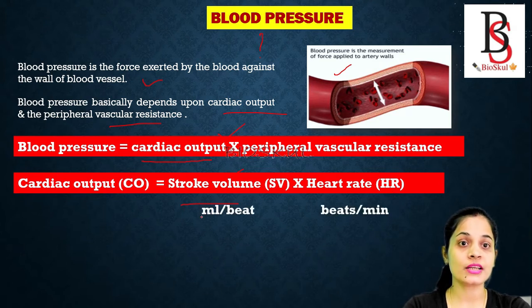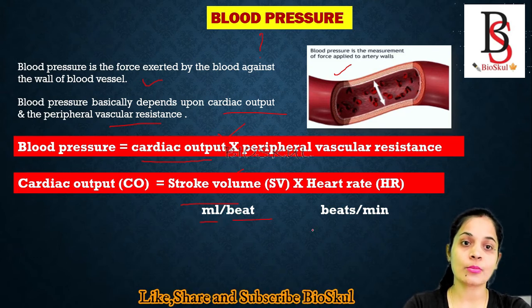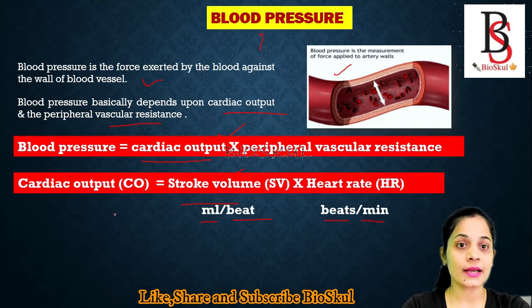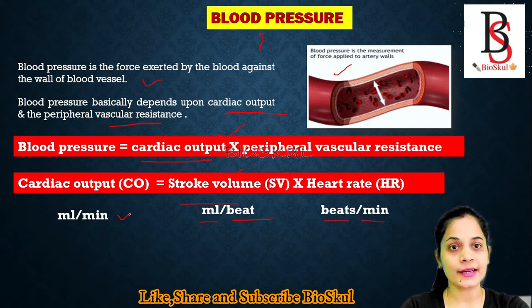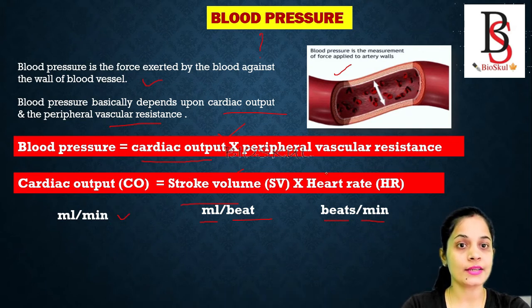The stroke volume is the volume of blood ejected by the ventricle per beat, and heart rate is the number of beats per minute. So what is the cardiac output? Cardiac output is the volume of blood ejected by the ventricle per minute. It is calculated from the stroke volume and the heart rate. So if there is any change in the stroke volume and heart rate, that will affect the cardiac output, and blood pressure depends on the cardiac output, right?